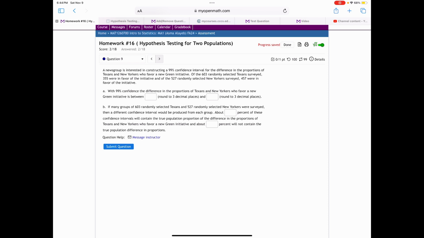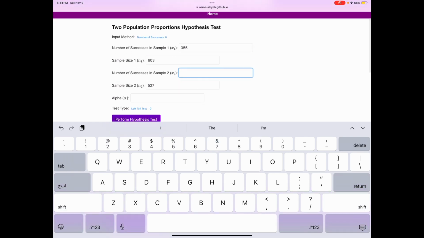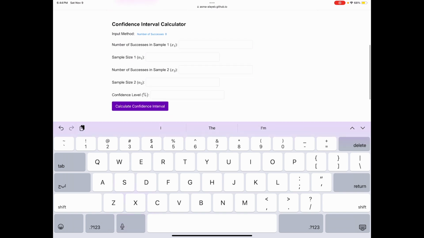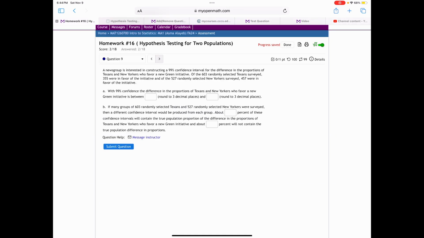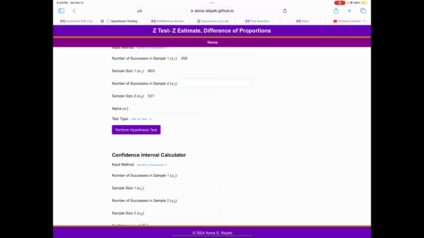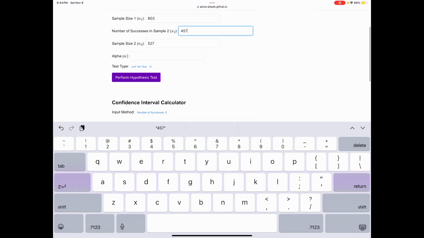And the 527 randomly selected New Yorkers, so that is the sample size surveyed, 457 were in favor of the initiative. So the sample size is 527, and the number of successes is 457. I should have been filling up this part, but let me just continue. Okay, so I used the wrong calculator, so I'm going to try one more time.